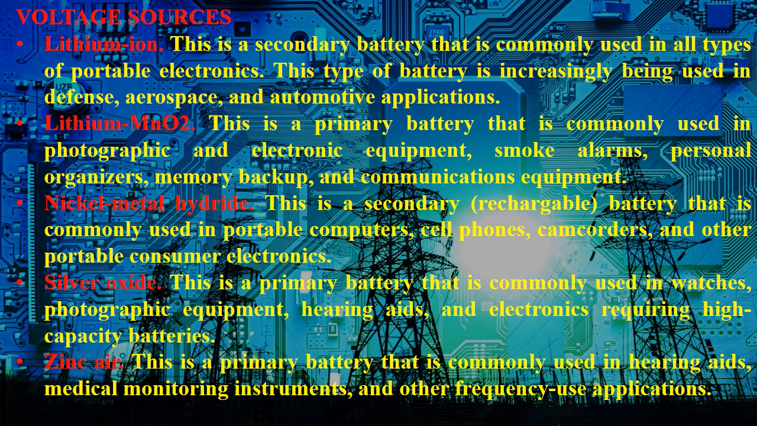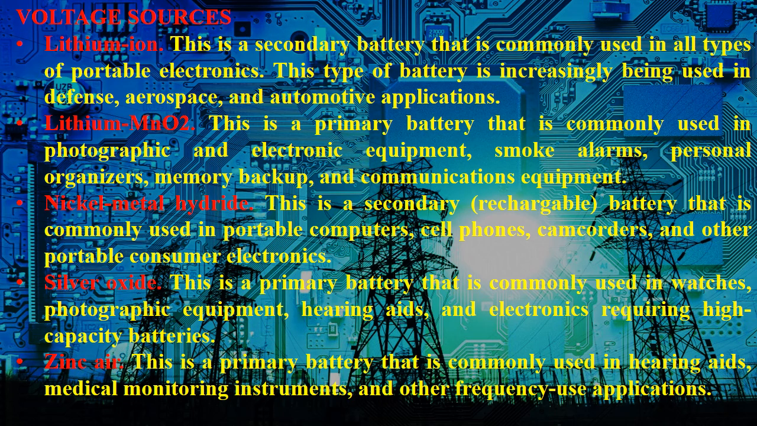We have lithium ion. This is a secondary battery that is commonly used in all types of portable electronics. This type of battery is increasingly being used in defense, aerospace, and automotive appliances. Lithium manganese oxide. This is a primary battery that is commonly used in photographic and electronic equipment, smoke alarms, personal organizers, memory backups, and communication equipment. Nickel metal hydride. This is a common secondary rechargeable battery that is commonly used in portable computers, cell phones, camcorders, and other portable consumer electronics.